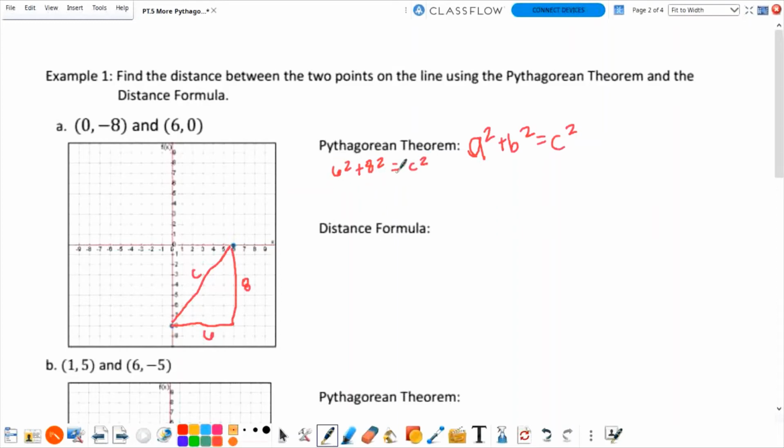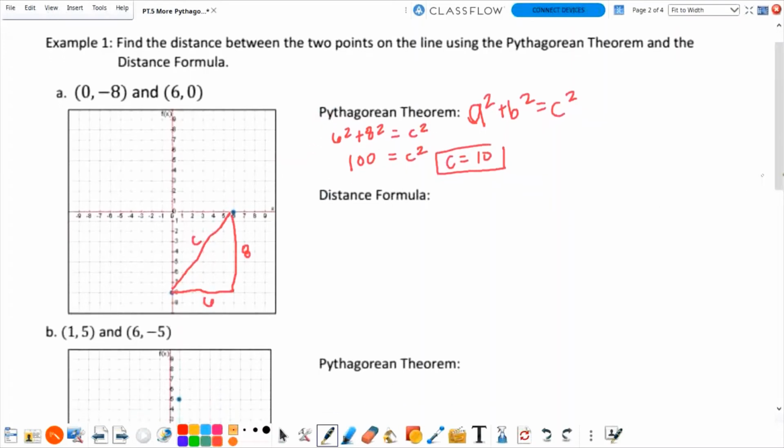So 6 squared plus 8 squared is going to give us 100 equals c squared. And then you want to solve for c, so you take the square root of both sides. So c equals 10. Okay, so our answers here should be the same. The Pythagorean theorem and the distance formula should give us the same number.